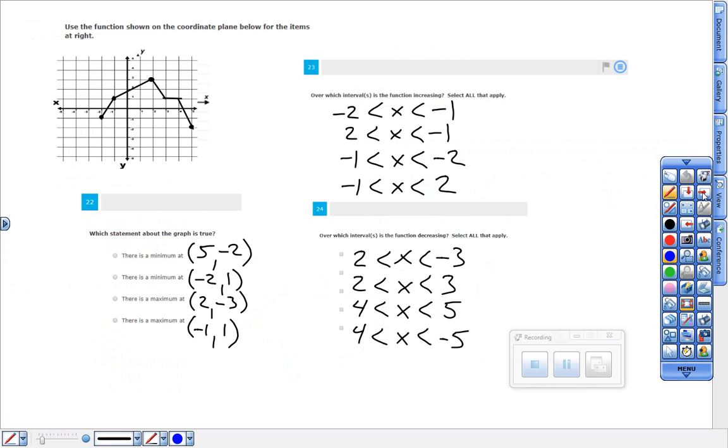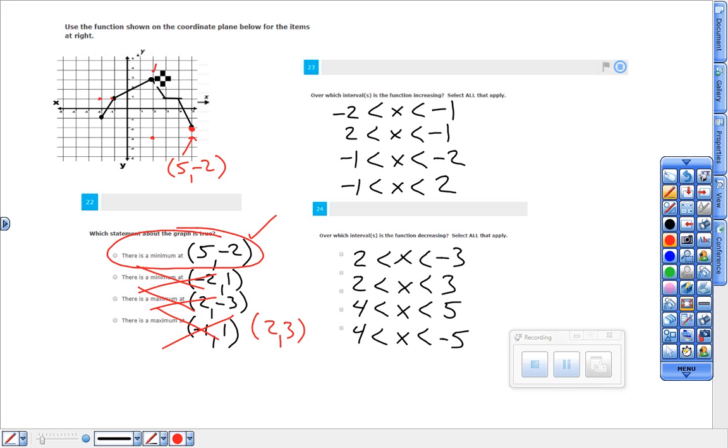Fourth word, puppy. Gotta have a puppy. All right, this one. Minimum of 5, negative 2. For this one, the way I wrote it, that is the only answer out of all these that is good. That is the minimum, yes. Minimum at negative 2, 1 right here. Nope. Maximum at 2, -3 right there. Nope. Maximum of -1, 1 right there. Nope. If I would have said maximum at 2, 3, you would have said yes, but that one's not there.